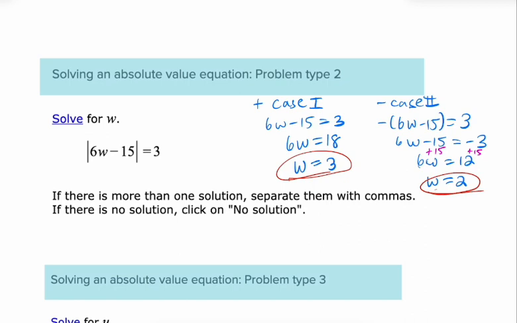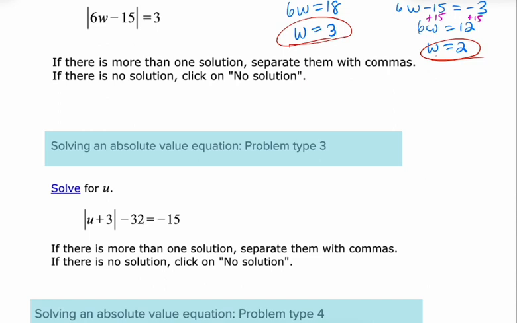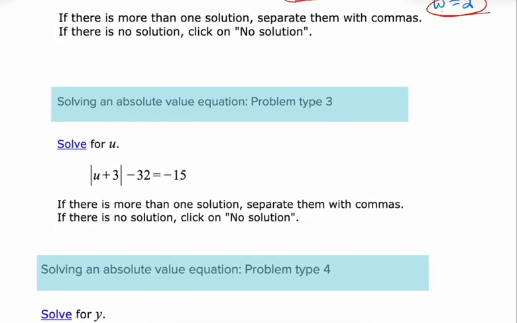Everybody see how I got that? Okay, now let's look at our next type. For the next type, see this has that negative 32 hanging out there? We've seen absolute values like that. That absolute value needs to be by itself. So before we make any judgment calls, we need to move that 32.